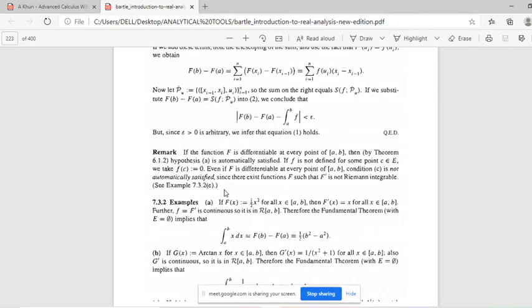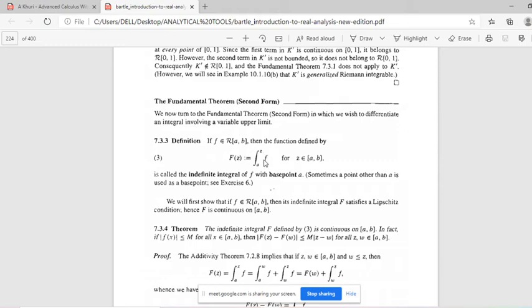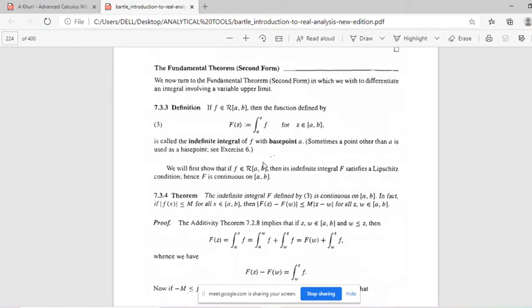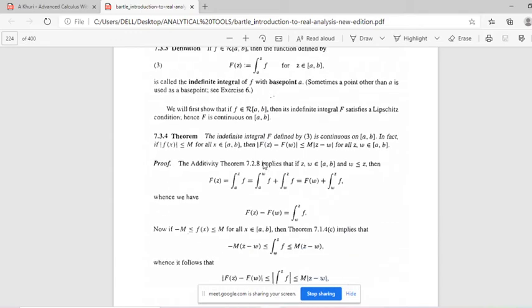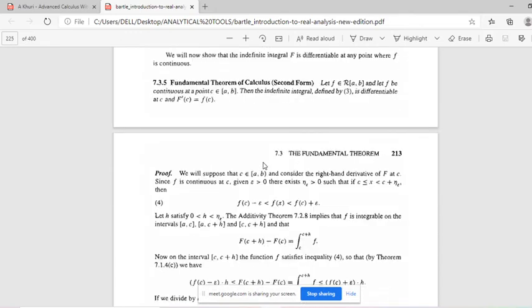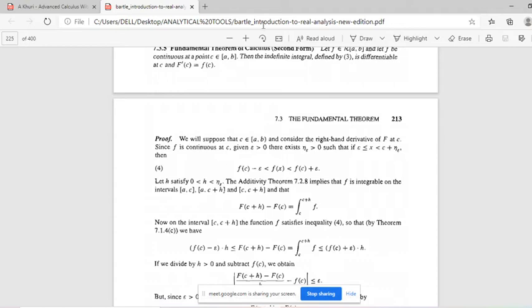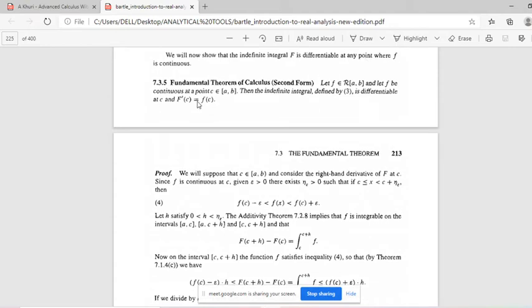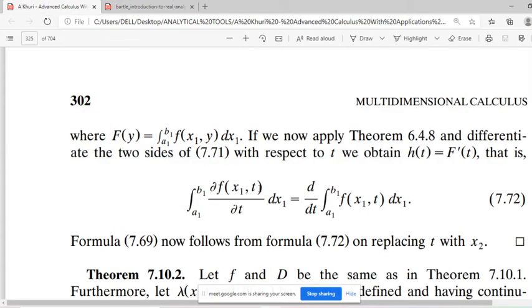It is available in this book. This definition is given. The second form: if f is continuous at the point c, then the indefinite integral defined by F is differentiable at c and F dash of c equals f of c. So that can be applied here.